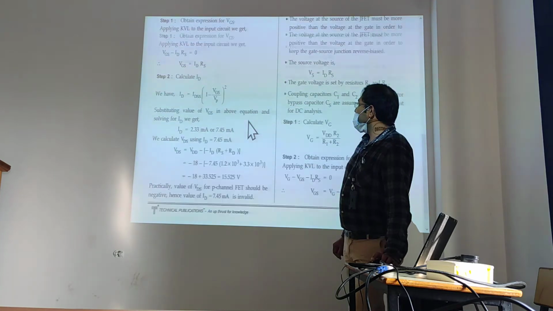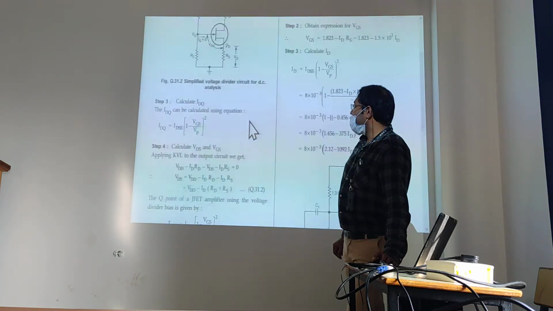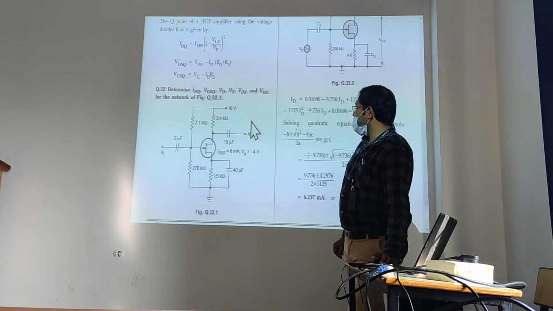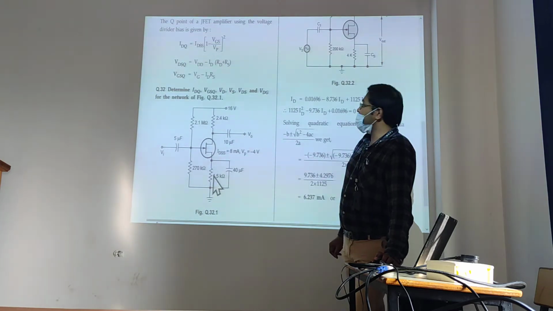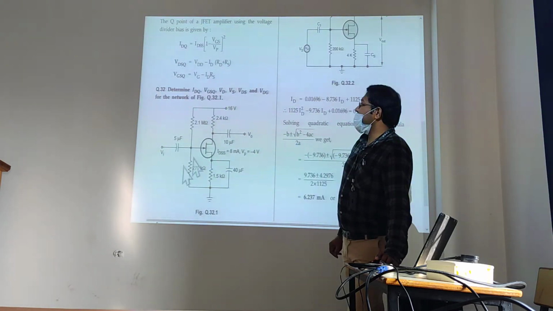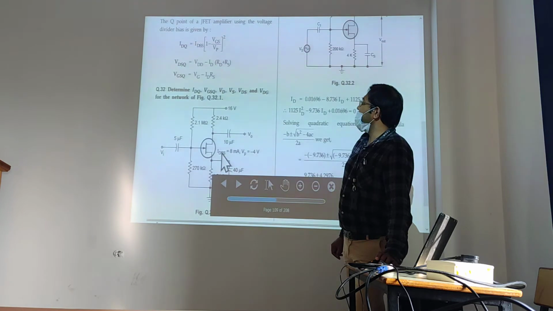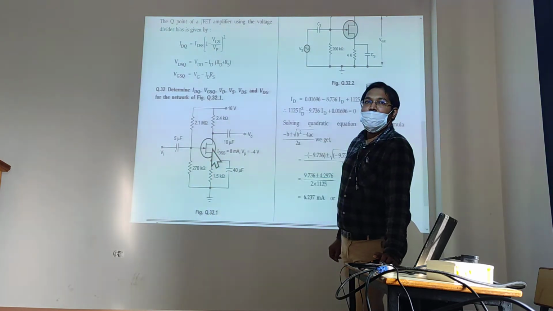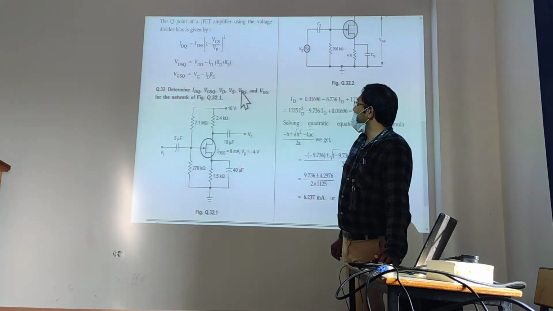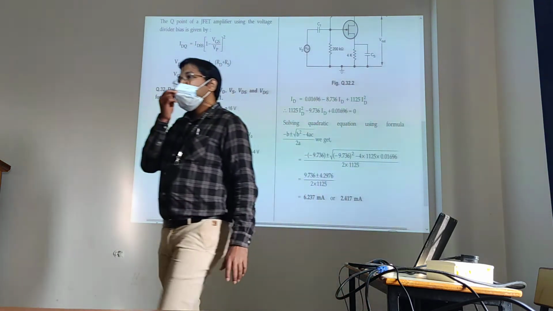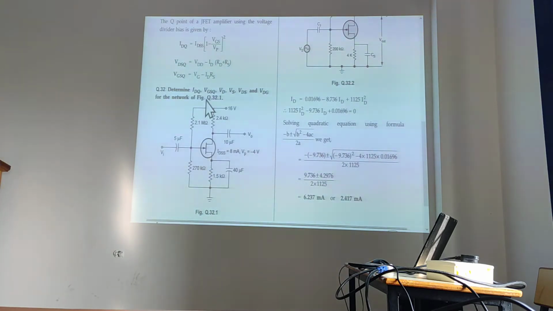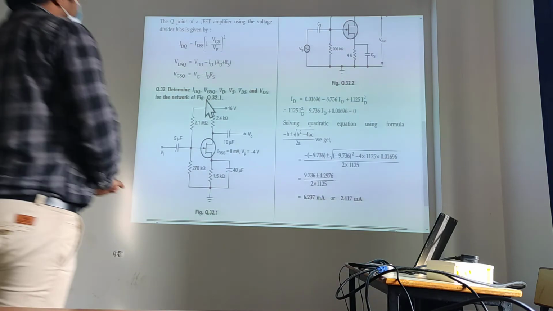So once we get ID, we can get VS, which is ID into RS, and we can get VDS, which is VDD minus ID into RD plus RS. Next, VD, what is VD? VDS plus VS.